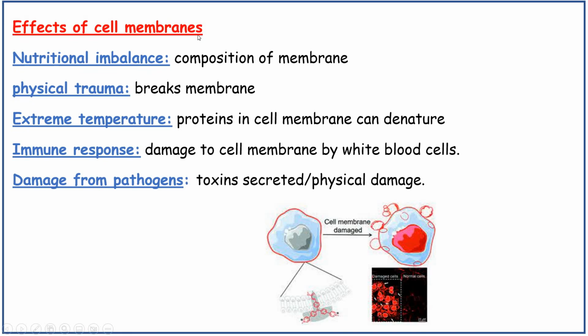Effects on cell membranes. Things that can injure the cell membranes of a cell are nutritional imbalance, which can affect the composition of a membrane, physical trauma, which physically breaks the membrane, extreme temperature, which causes the proteins in the cell membrane to denature, the immune response, damage to cell membranes by white blood cells, and damage from pathogens, because toxins can be secreted, or the pathogens can cause physical damage.